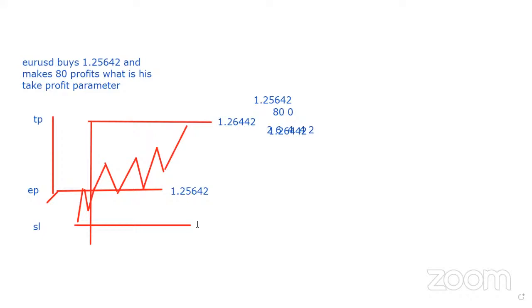Whatever parameter you have there, if you minus 40 from it, you will have 1.25602. Okay, exactly. This is what we have. That means this will be our stop loss parameter. I don't have any other entry, so let's assume this is a pending order.